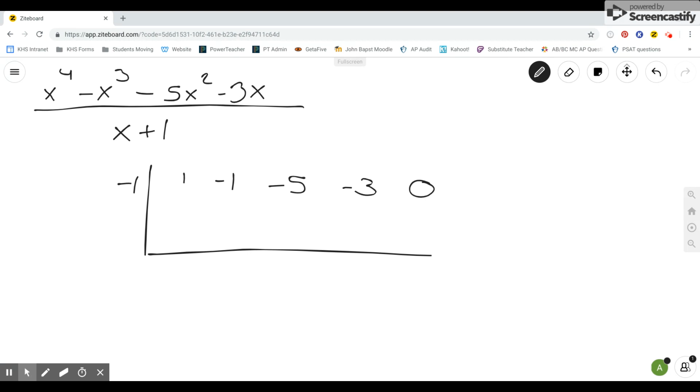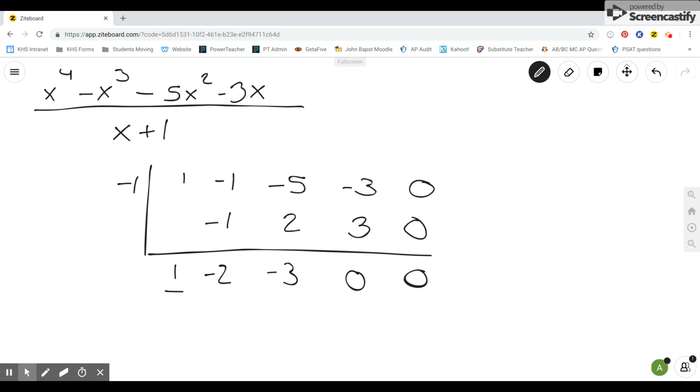And then you follow the same process that you always do for synthetic division. So carry down the first coefficient, which is 1, multiply the 0 by that number. So -1 times 1 is -1. And then we add and then multiply, so -1 times -2, and then we add, -5 plus 2 is -3, multiply, -1 times -3 is 3, add, and we have 0, multiply, and we have 0, add, we have 0.